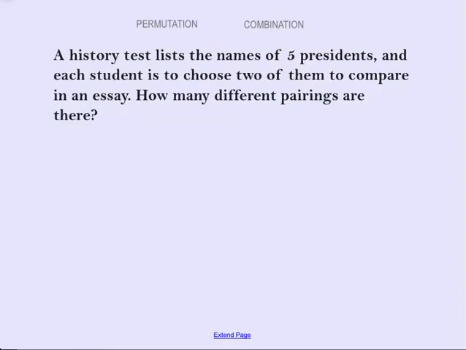Let's take a look at this one. A history test lists 5 names of presidents, and each person is to choose 2 of them to compare in an essay. If I choose to compare Lincoln and Kennedy, that's the same as comparing Kennedy and Lincoln. The order that I say it doesn't matter, so it's a combination. There are 5 presidents, and we're choosing 2 of them.